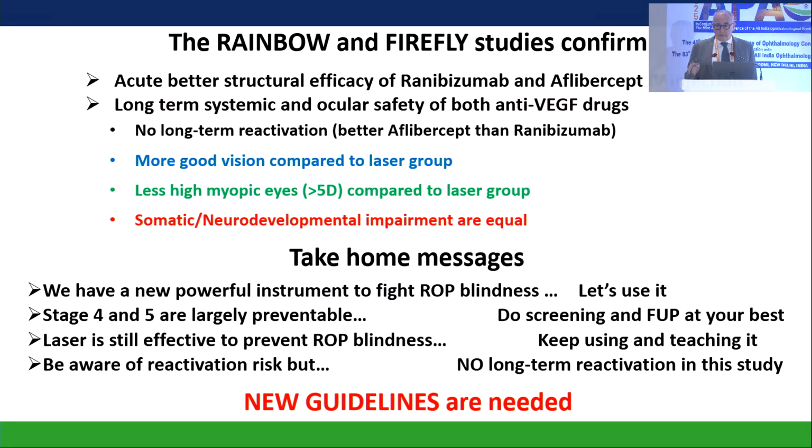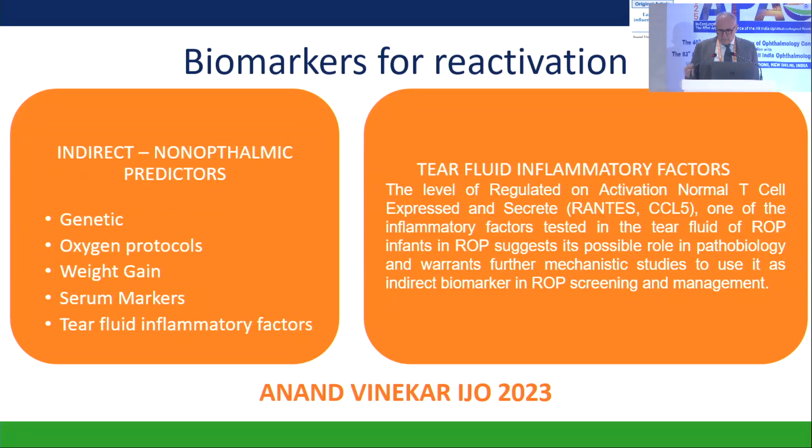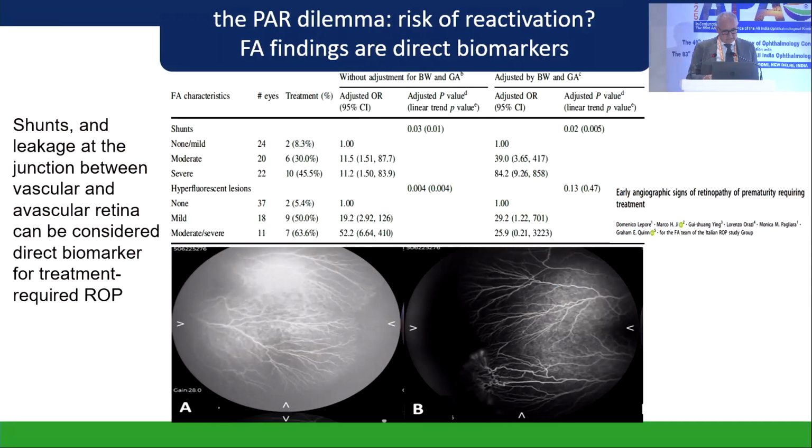But we need to remodel our guidelines in terms of the organization of the follow-up and probably also the criteria that lead to treatment. Briefly, about what we can do in the future, the fantastic work that Anand has done with indirect, non-ophthalmic predictors is very important. We are looking for biomarkers that allow us to understand which babies are at risk for reactivation. And tear fluid inflammatory factors seem very promising in giving us an instrument to point out the risk of reactivation.